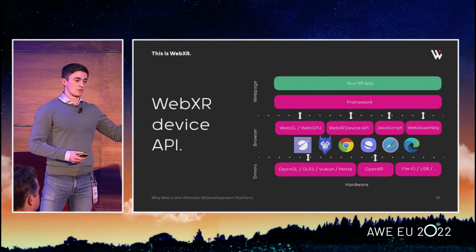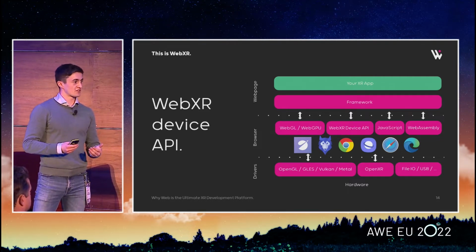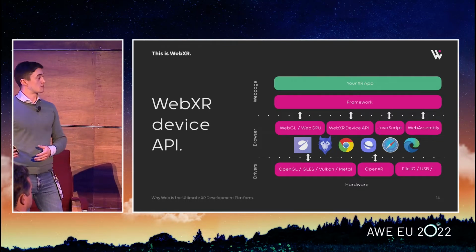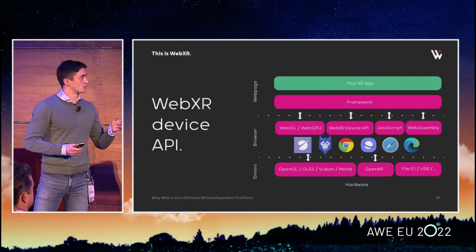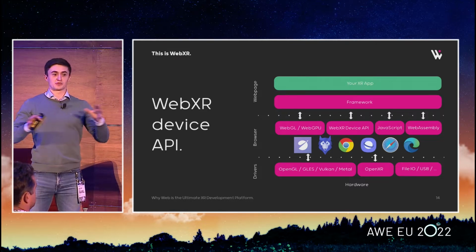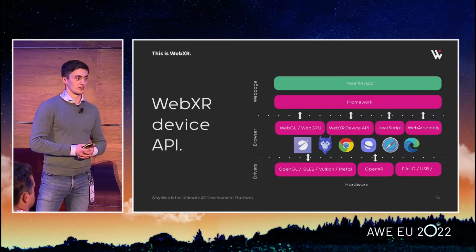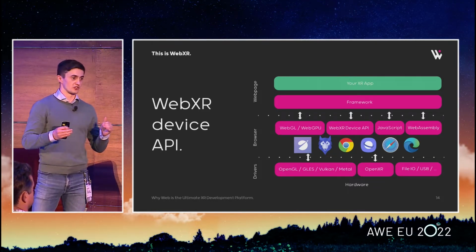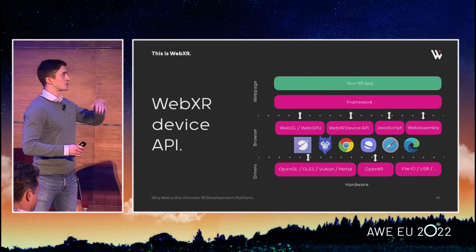We have WebGL or WebGPU for communicating for graphics. We have the WebXR Device API, which is taking the role of OpenXR, basically. And we have JavaScript and WebAssembly, which abstract running CPU code on the web and the browser. That is always installed on the user's device. So you always have that there.